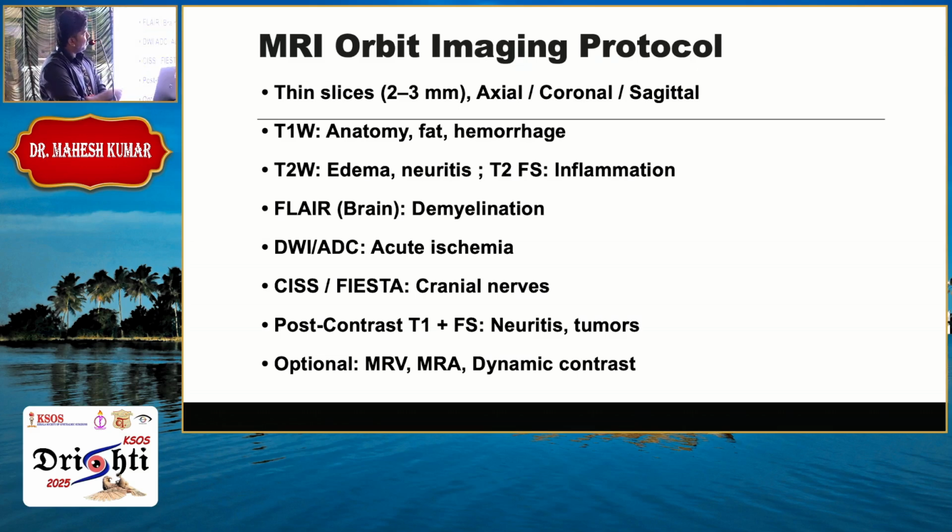And this is the MRI imaging protocol, as we have discussed already: T1 anatomy, T1, T2, T2FS, and FLAIR imaging for the brain, and DWI or ADC for acute ischemias, and FIESTA particularly for the cranial nerves and any small lesions we can detect on FIESTA sequences. And post-contrast T1 fat-sat images are essential, and optional are MRV and MRA, and dynamic contrast based on the anatomical pathology that we are suspecting.